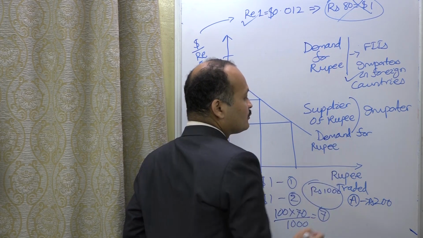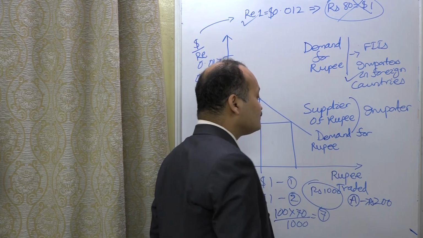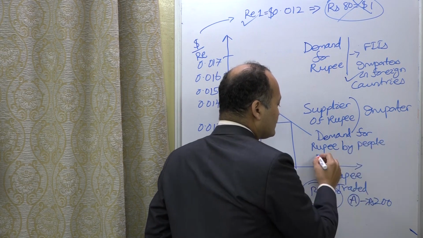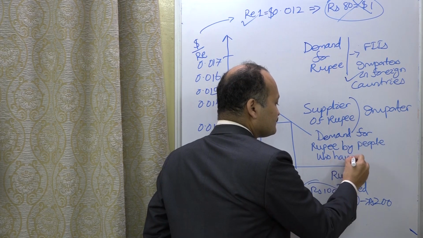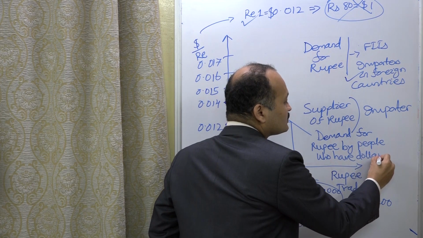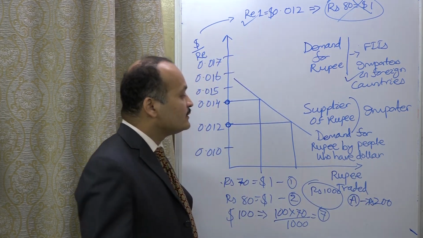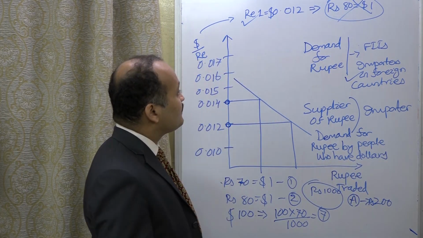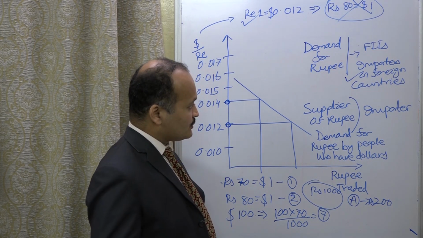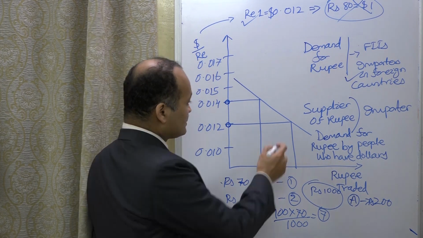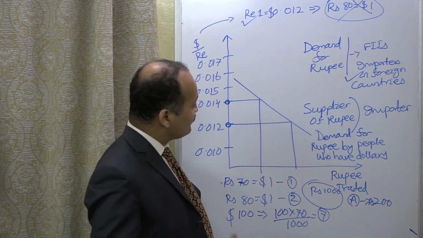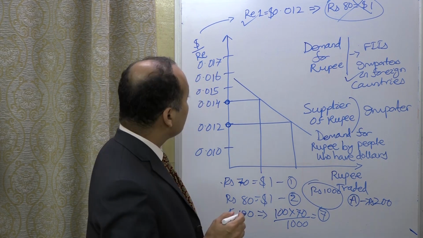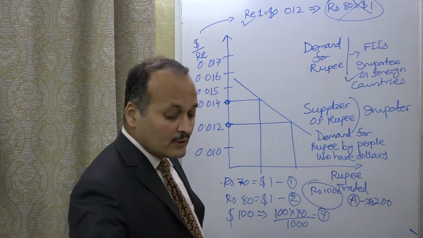This is demand for rupee by whom? By people who have dollars or who want to convert their dollars into rupees. Okay. Now, as far as the supply of rupee is concerned, or domestic imports are concerned, this is representing foreign imports.